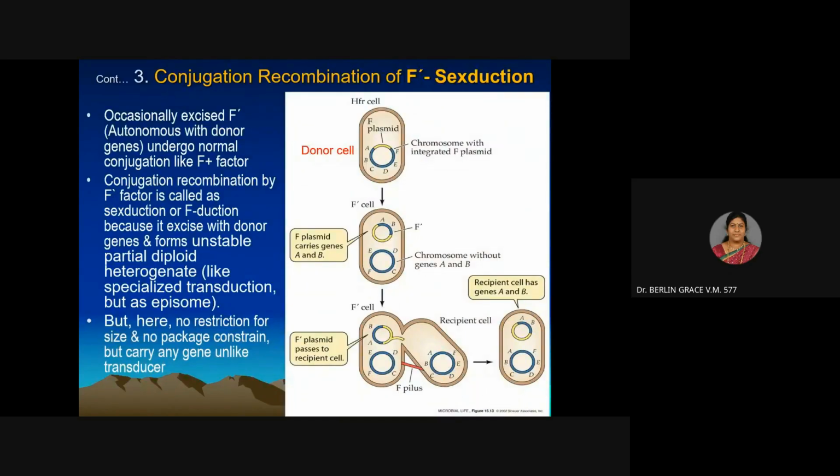And the plasmid, if it is integrated into the chromosome, can be excised out. When it is excised out, some will be excised by carrying a few genes from the donor chromosome. They are called F prime factor. When they go to the recipient, the genes taken from the donor will then be multiplied by self-replication, because F prime is also able to replicate on its own like the F plasmid.